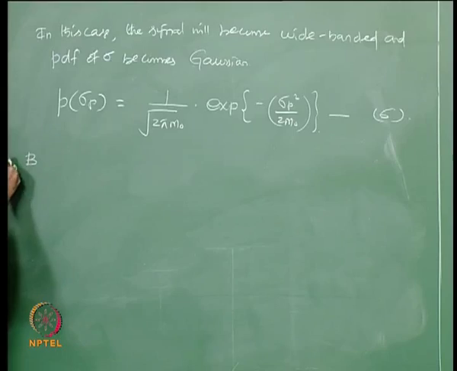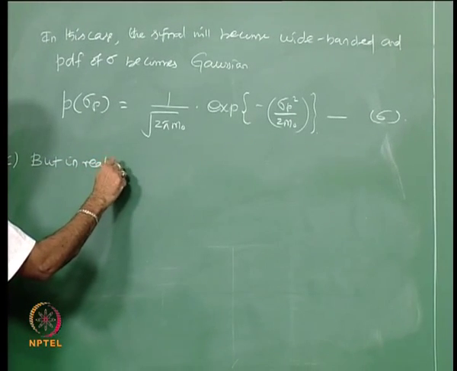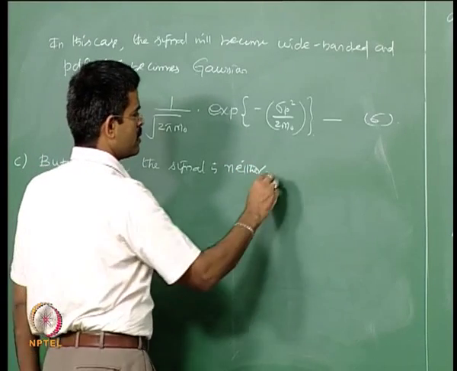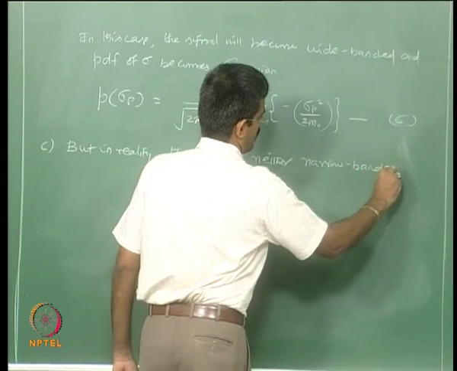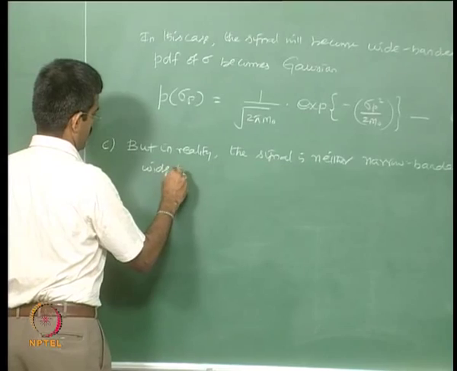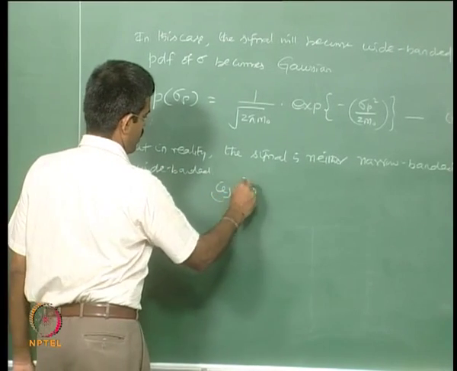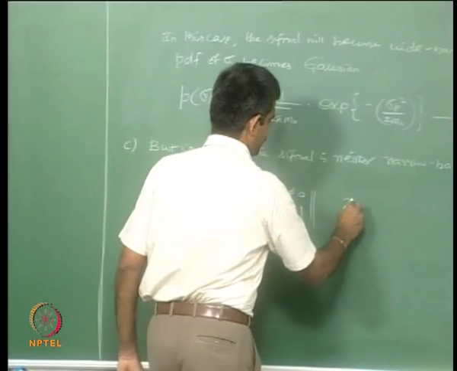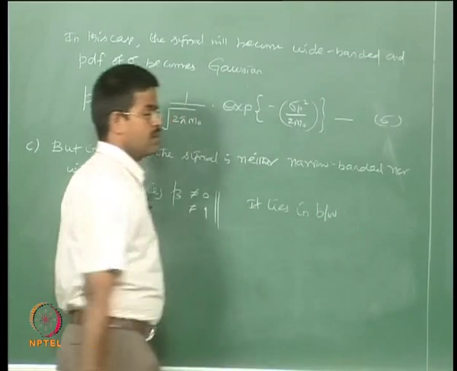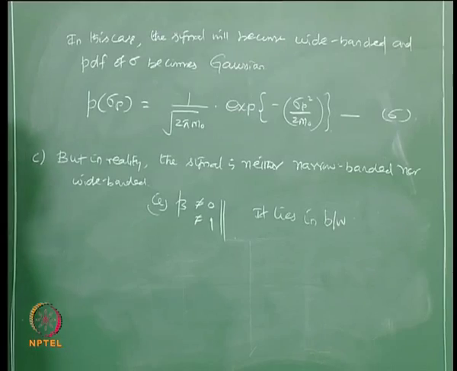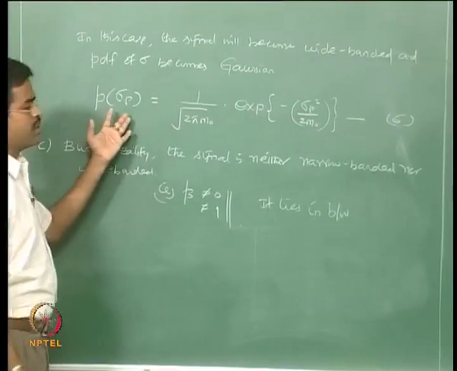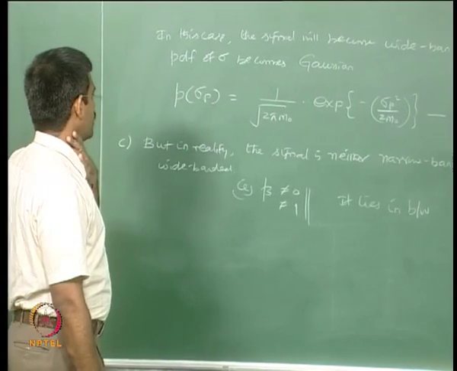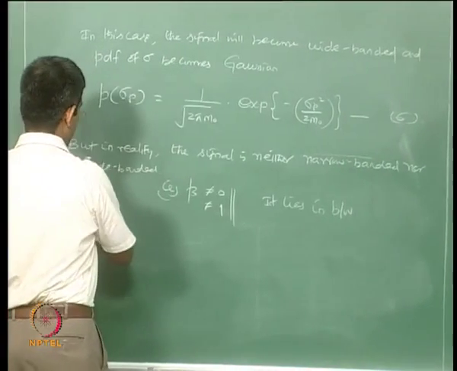But in reality, the signal is neither narrow banded nor wideband. That is, beta is not equal to 0 or equal to 1. So, it lies in between. In that case, how do we handle this? If case A and B are valid, then I can easily use the probability density function directly. I can easily find out the fatigue damage, spectral fatigue damage. But when it is neither narrow banded nor wide banded, how do we handle this problem?